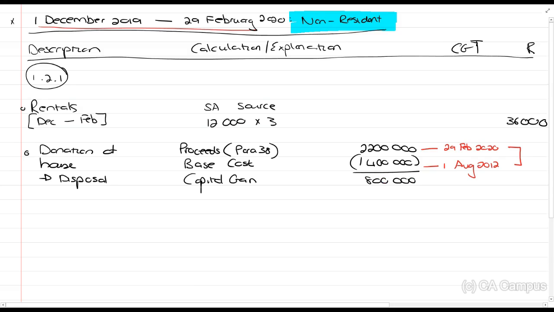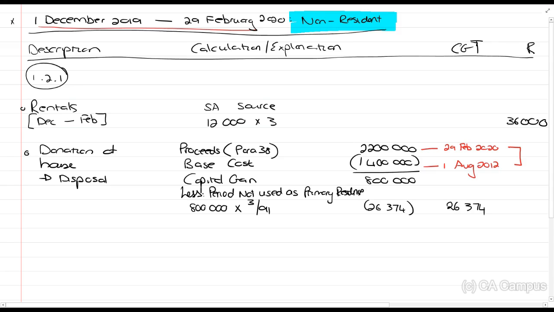So the first thing we have to do is say less period not used as primary residence. And that is 800,000 times 3 months out of the 91 months. So that is 26,374. That is for the period she rented it out. That immediately goes into my CGT column, guys. Can you see my CGT column? She's going to get taxed on it.